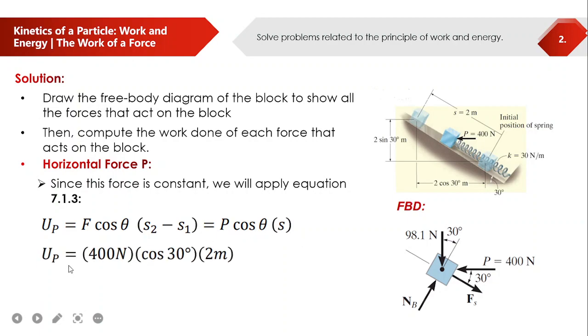And then U sub P is equals to 400 Newton cosine 30 degrees. Kasi ito, yung theta natin is 30 degrees from the horizontal. That will be times 2 meters kasi ito yung distance natin, or the displacement rather, ng block natin from its initial point. So therefore, the work done by the force natin dito is 692.82 joules for our horizontal force, no?